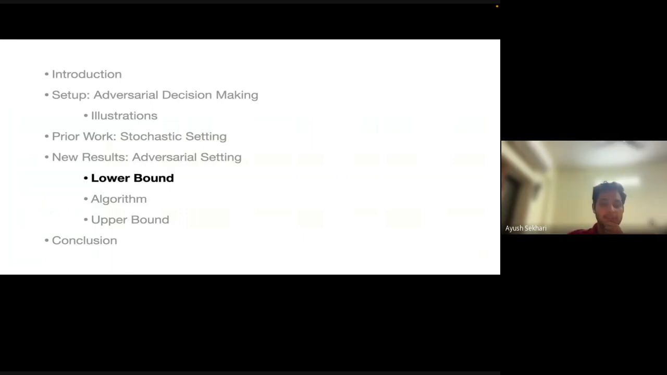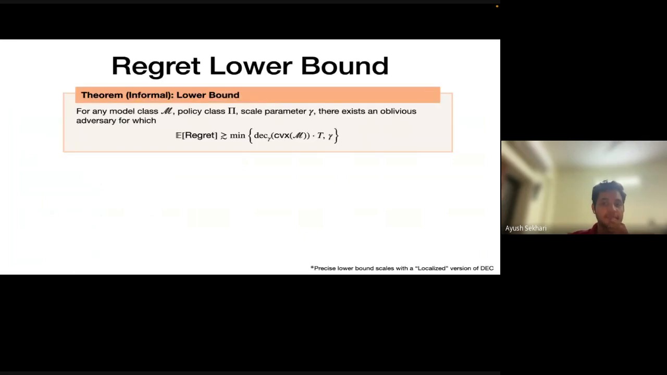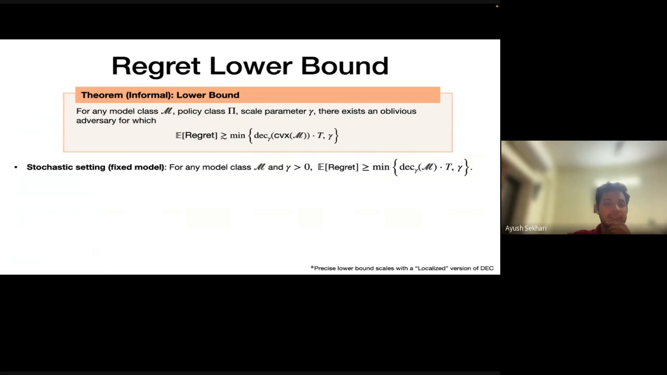So I'll first look into the proof sketch for the lower bound and show where the convex hull of M is coming from in the adversarial setting. In particular, I will provide a very high-level sketch for why we expect that the expected regret in the adversarial setting is scaling with the DEC of the convex hull of the model class. This proof sketch will be based on the argument that we know that in the stochastic setting, given the model class, the expected regret depends on the DEC of that model class times T and γ.